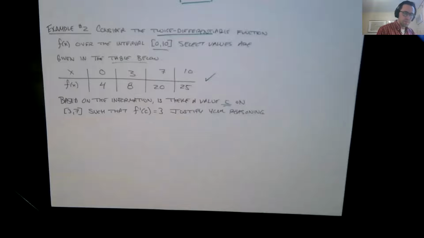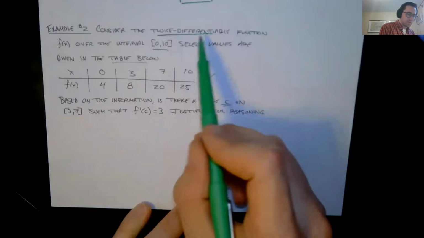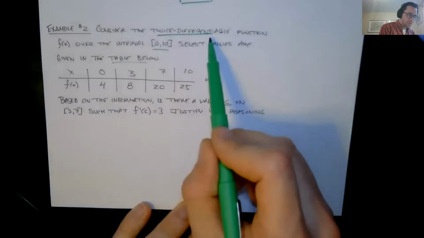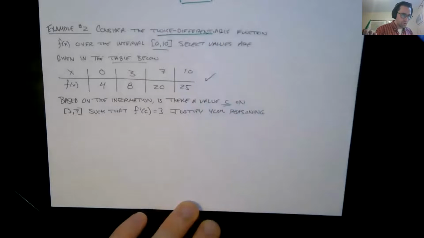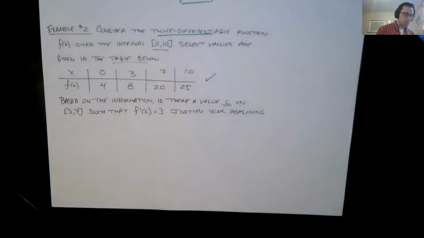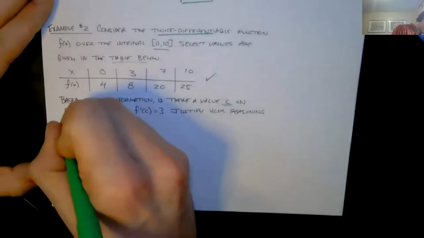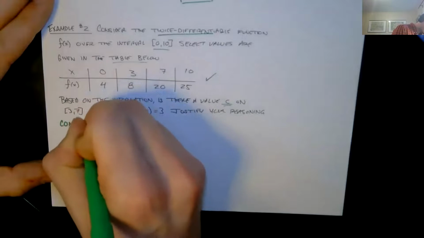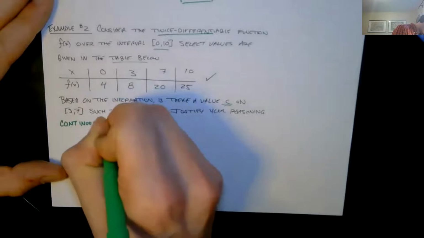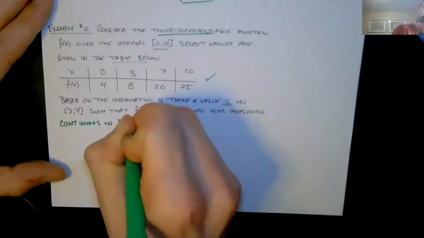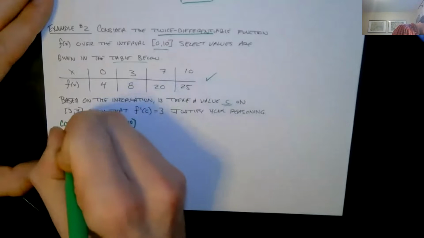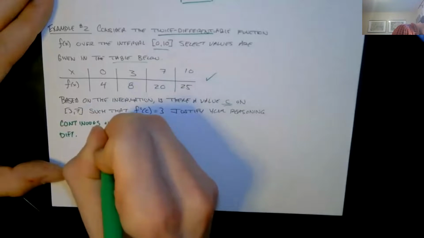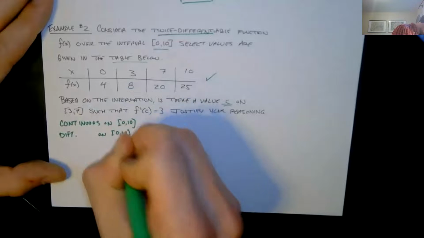Well, I know the table has f of x values, but this is talking about the derivative. So I'm going to need something related to derivatives. I also know the function is twice differentiable, so it's also differentiable. And I know if it's differentiable, it's also continuous. So I know two things about this curve. It is continuous on [0, 10], and it is differentiable on (0, 10) as well.